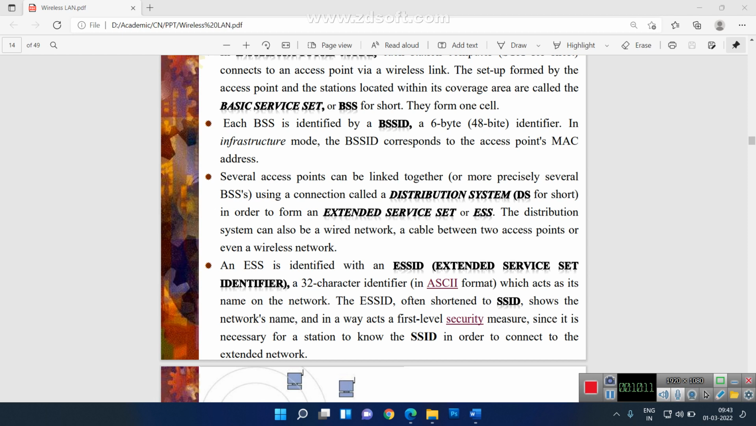And then the extended service set, we already know. A combination of two or more basic service sets we call an extended service set. In this extended service set we also have an identifier, a 32-character identifier. This is also for authentication purposes. With that 32-character identifier, we can provide access to the multiple basic service sets.